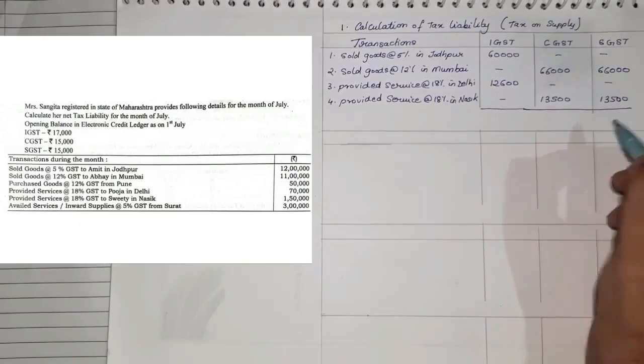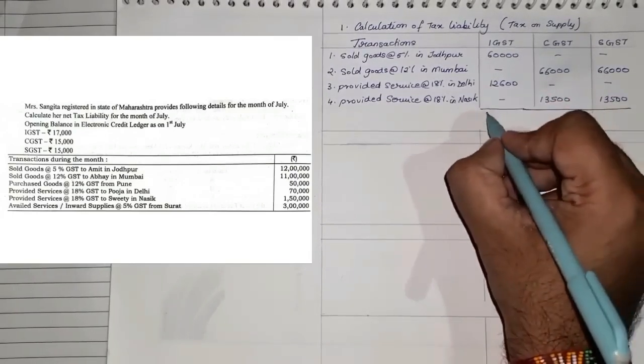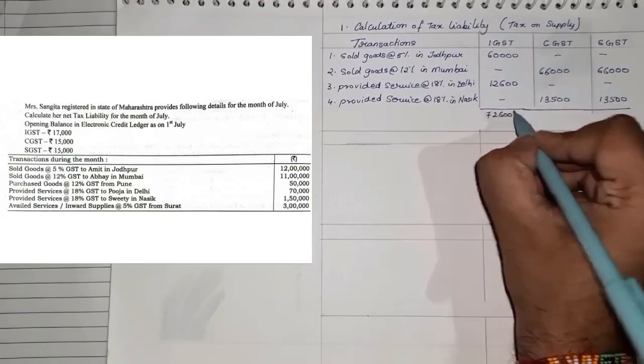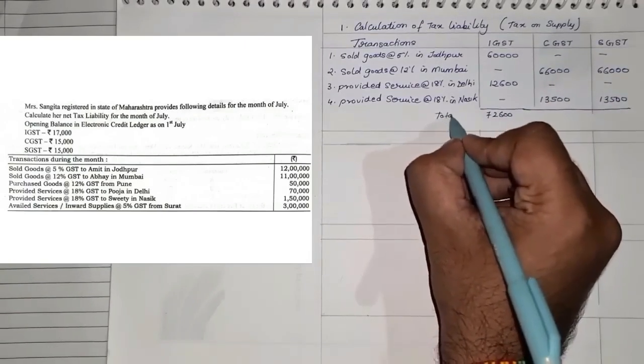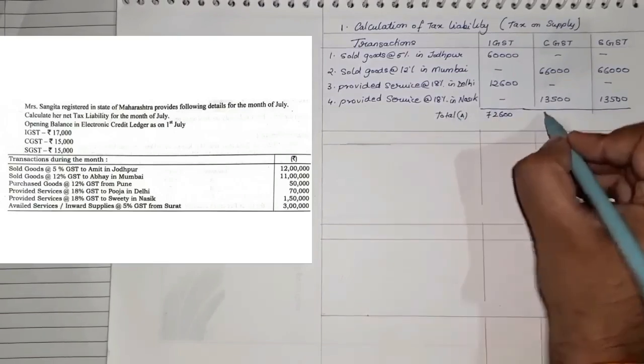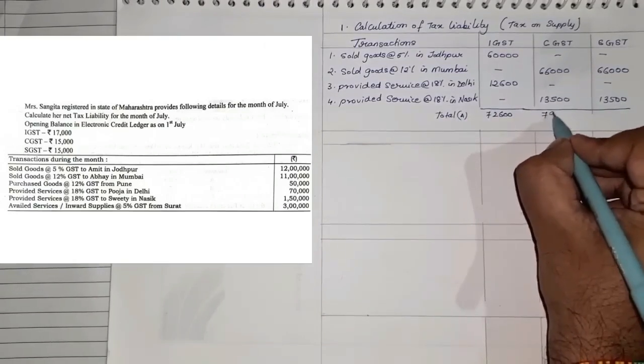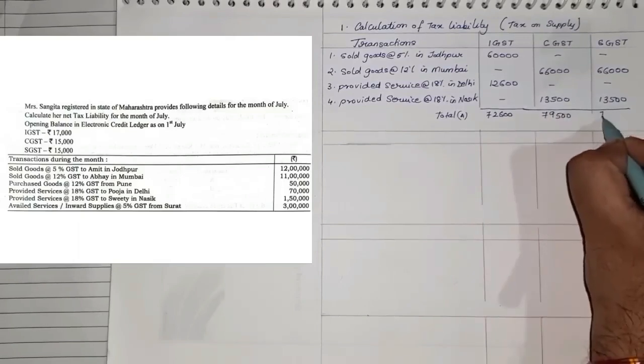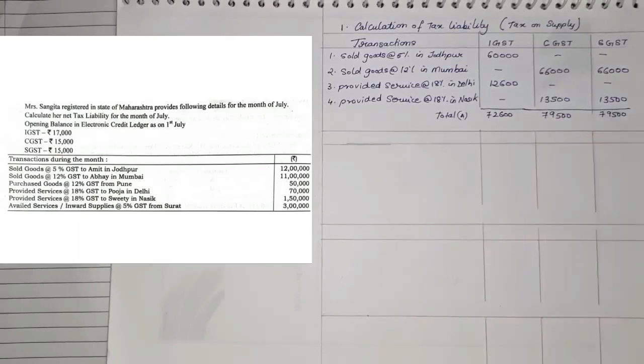We will total it up. So that becomes 72,600. That's the total. 79,500 and 79,500. That's the very first step that you need to solve. Very simple. Whatever you're supplying, on that take the value of the GST. If it is two different states, IGST; same state, break in CGST and SGST.